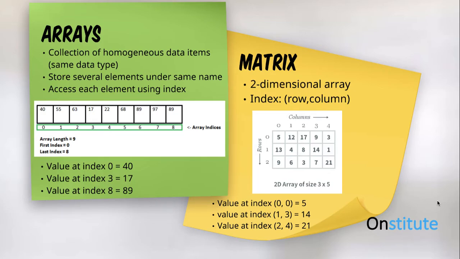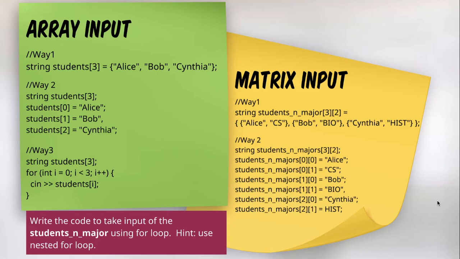Now, after learning the concept of arrays and matrix, it is time to do some hands-on experience, and we will see how to take input for an array in a C++ program. There are several ways for array input. The first option is to initialize the array during the declaration itself. This is just the same as initializing a variable with an optional initial value.